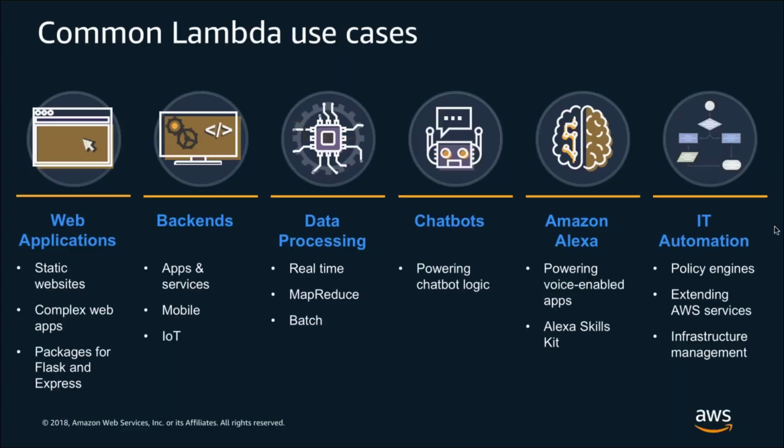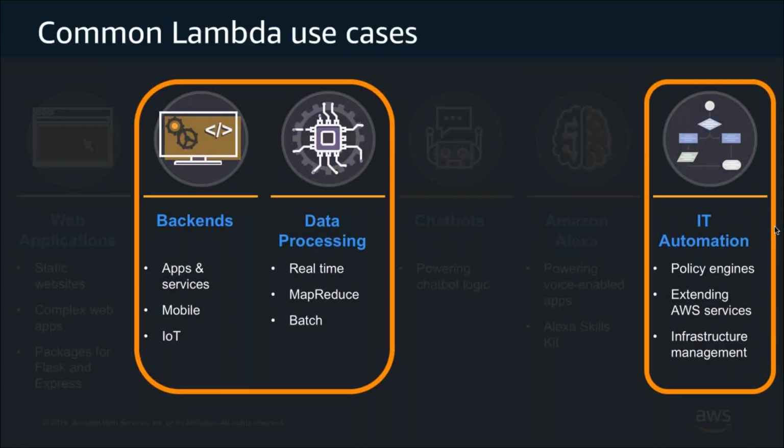Now, in terms of today's conversation, we're really going to be focusing on essentially the services or the architecture for three of these: backends, data processing, and IT automation. Now, when it comes to web applications, those are pretty much often straightforward API-based services where you would have an API gateway talking to a Lambda function. For chatbots, you're probably using some sort of chat service like Amazon Lex, or with Alexa, you're using the Alexa voice service to interface with a Lambda function.